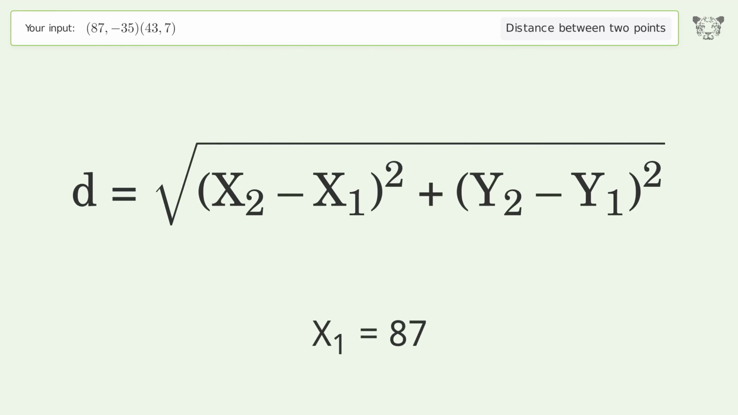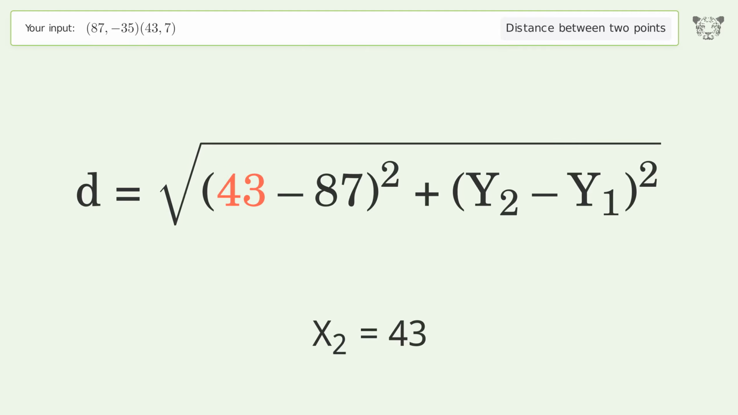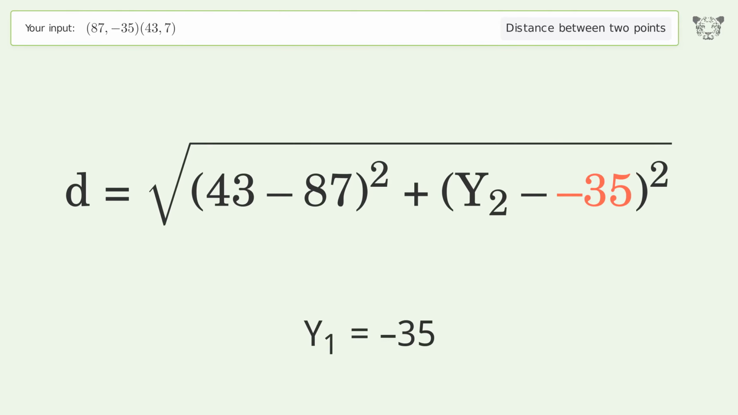x1 equals 87. x2 equals 43. y1 equals negative 35. y2 equals 7.